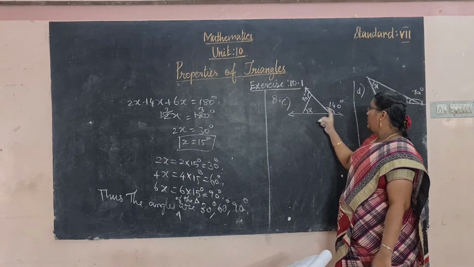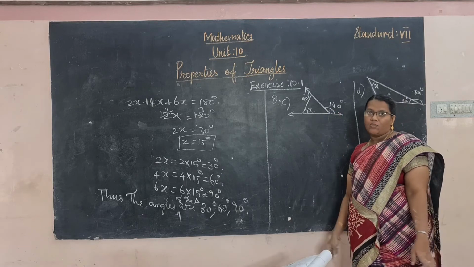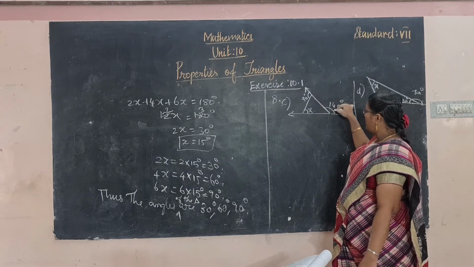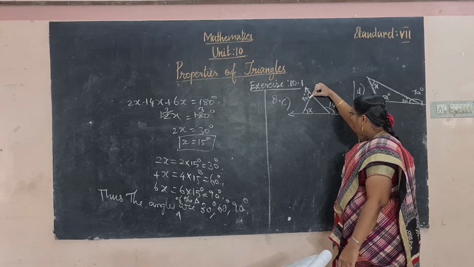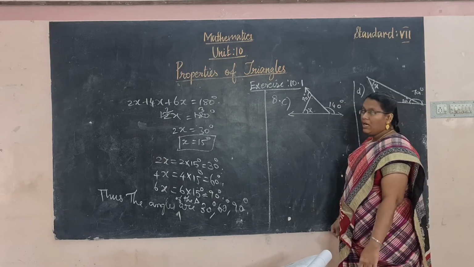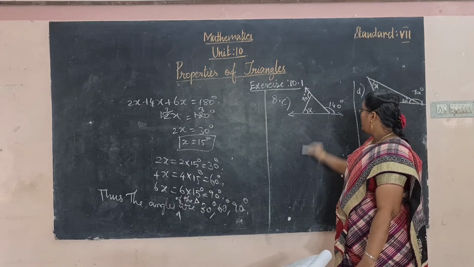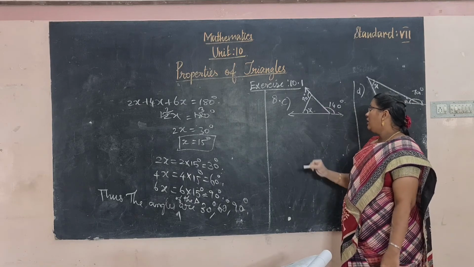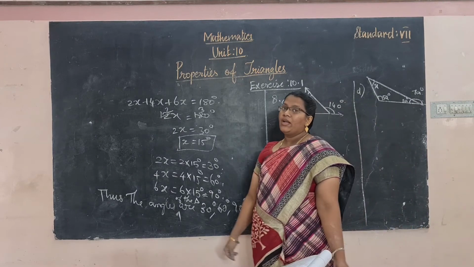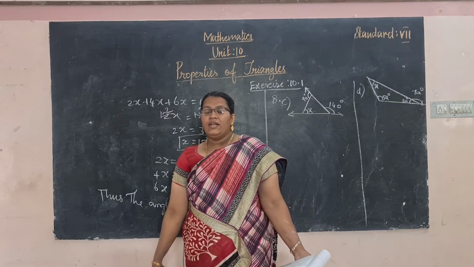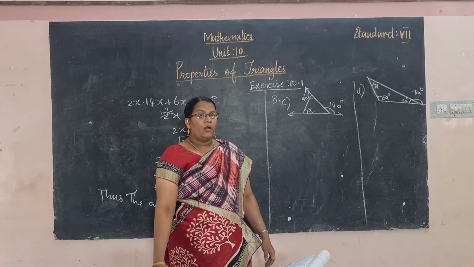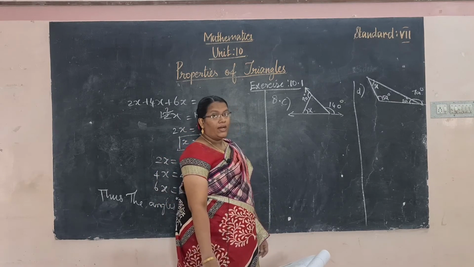So what is the relation between these two angles? Exterior angle is equal to the sum of interior opposite angles. Before using this property, we have to find out this value, because we need these two interior angles. So first we have to find out this angle, using the linear pair. Linear pair of angles is 180 degree, supplementary. Supplementary means two adjacent angles sum to 180 degree.